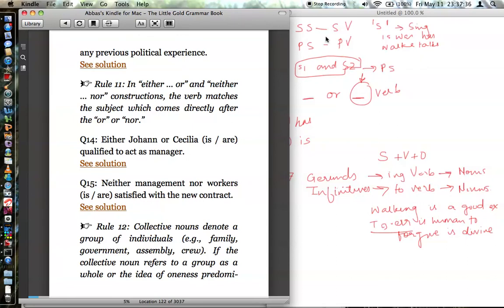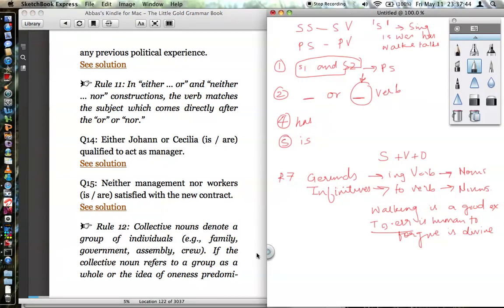And the next is either or. Either and neither again are singular. But in cases of either or and neither nor, either subject 1 or subject 2, the verb agrees with the subject closest to the verb. So it is the same as in the or case.